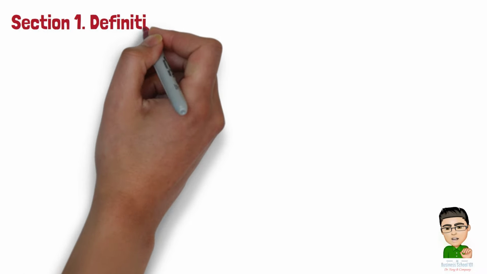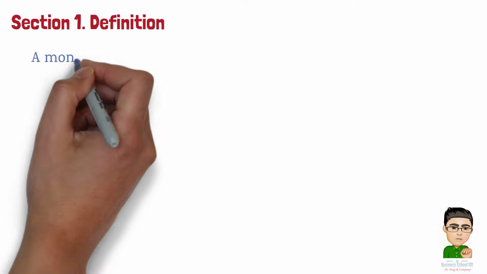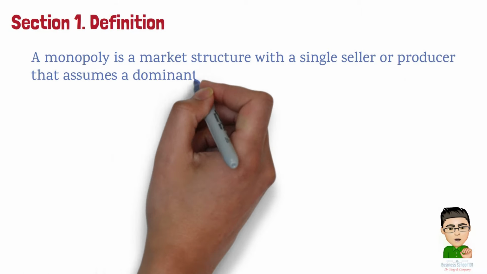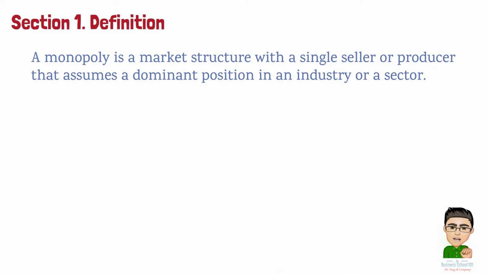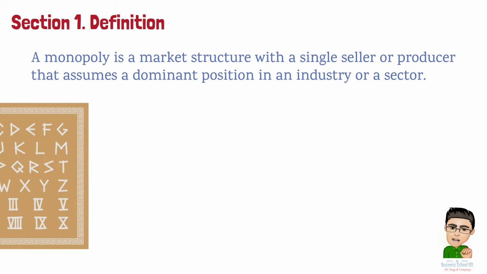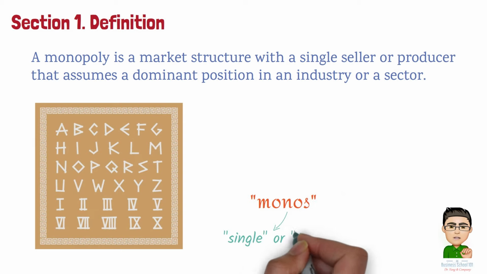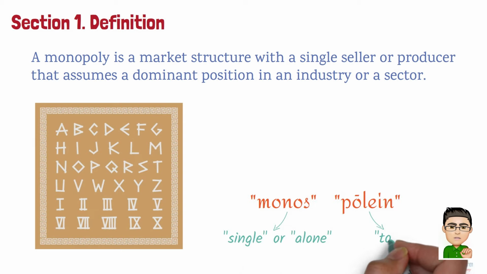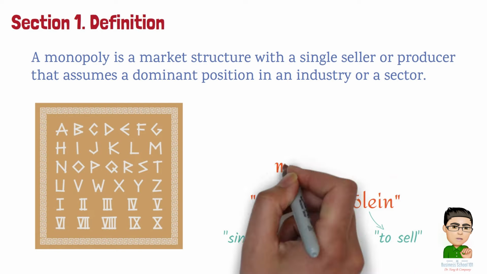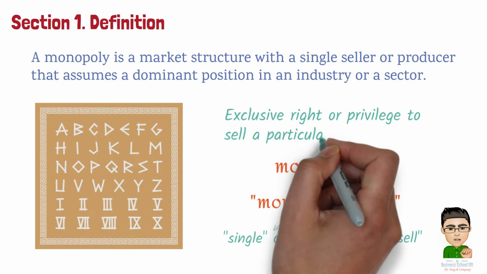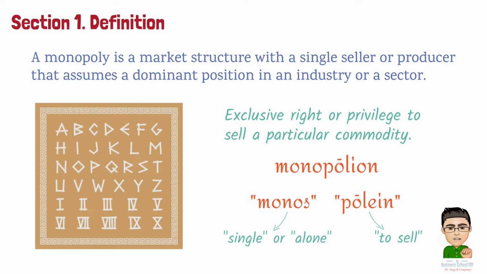Section 1. Definition. By definition, a monopoly is a market structure with a single seller or producer that assumes a dominant position in an industry or a sector. The term has its origins in the combination of two Greek words, monos, meaning single or alone, and polion, meaning to sell. The term monopolion in Greek referred to the exclusive right or privilege to sell a particular commodity. This concept was later adopted into Latin and English.